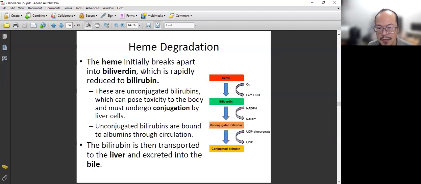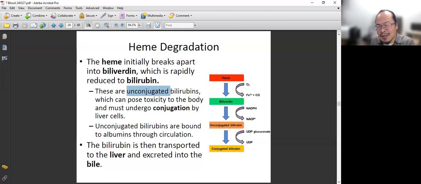Heme will first, in the spleen, very quickly be converted into biliverdin, sorry about that, biliverdin, and then very quickly converted into bilirubin. This bilirubin is unconjugated. So it's a little bit interactive, it can interact with other things. This is metabolic waste. This is trash. We don't want to contaminate our body. So we need to conjugate it.